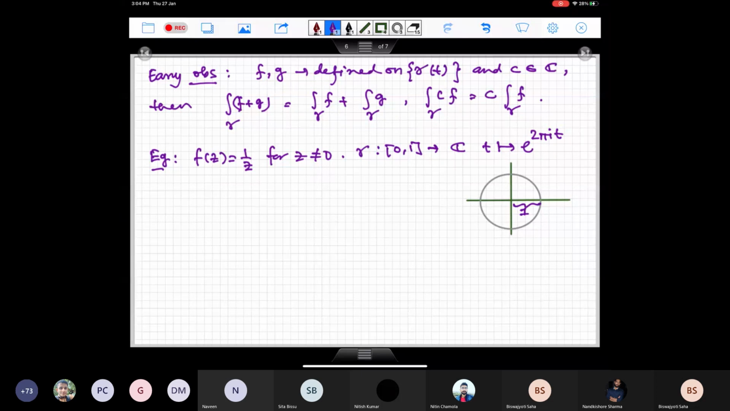Anyway, so tell me, what is the formula now? Integral of f over gamma would be what? Integral from a to b, which is 0 to 1, of f of gamma t times gamma prime t. So tell me, what is f of gamma t? 1 upon e to the power 2 pi i t. And what is gamma prime t now? Plus 2 pi i times e to the power 2 pi i t. So 2 pi i into e to the power 2 pi i t. Very good.